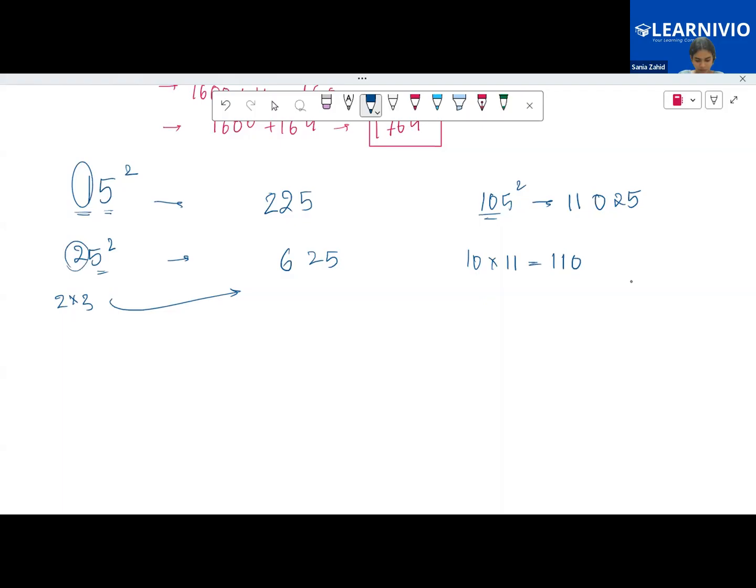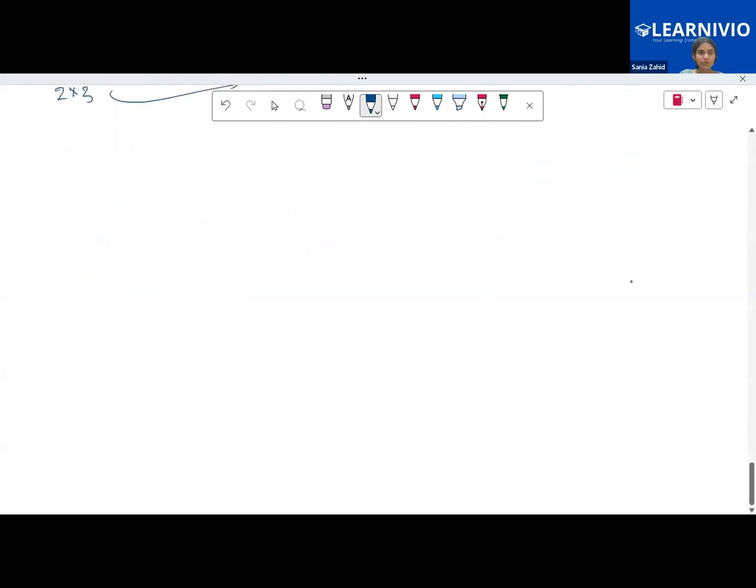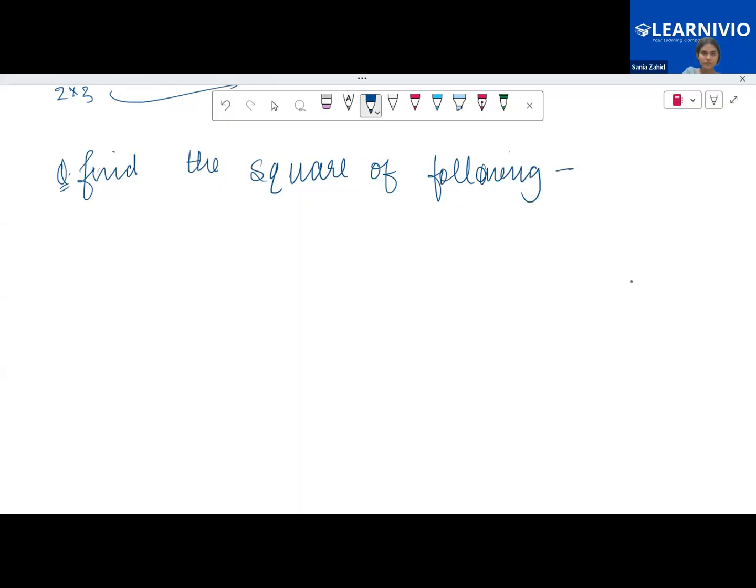Now we completed Pythagoras script also. You can do one or two questions of this type, then we move ahead. Find the square of following. The first number is 32, second number is 35, and third number is 93. Okay, you have to find the square.